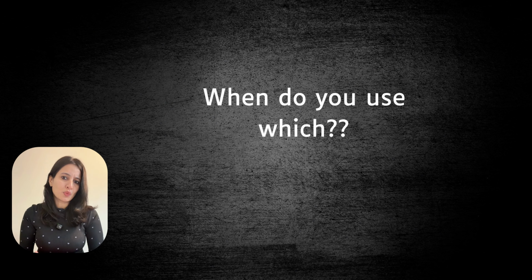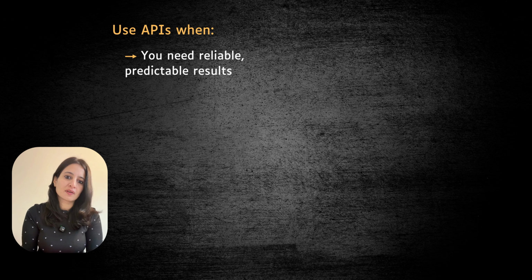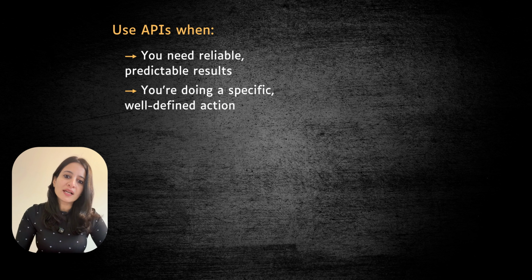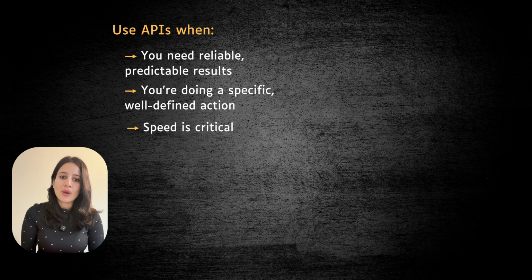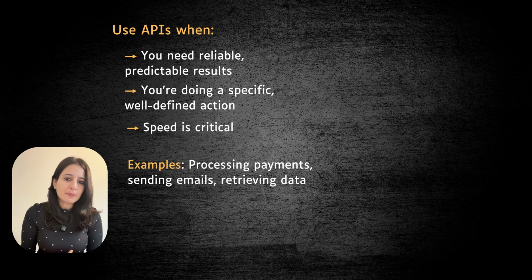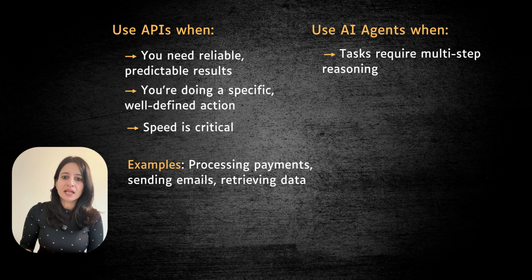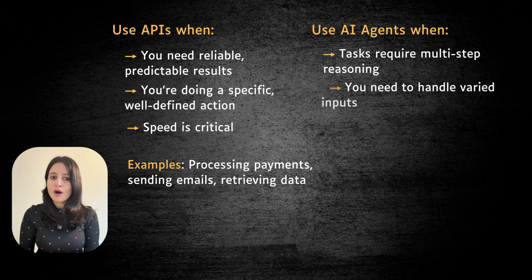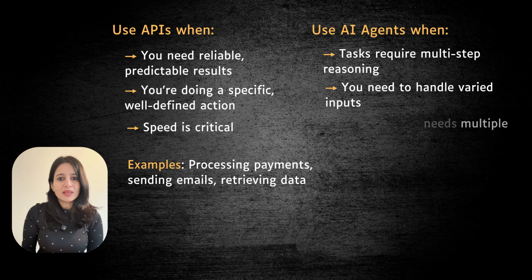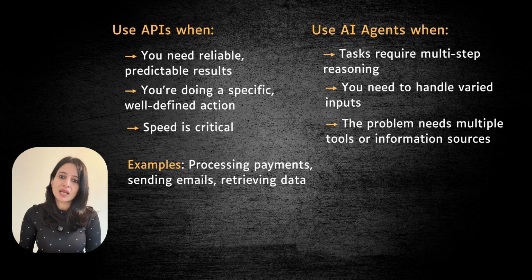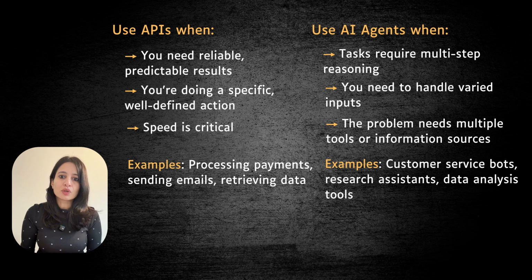When do you use which? Use APIs when you need reliable, predictable results, you are doing a specific, well-defined action, and when speed is critical. Examples could be processing payments, sending emails, or retrieving data. Use AI agents when tasks require multi-step reasoning, or when you need to handle varied inputs, or when the problem needs multiple tools or information sources. Examples could be customer service bots, research assistants, or data analysis tools.